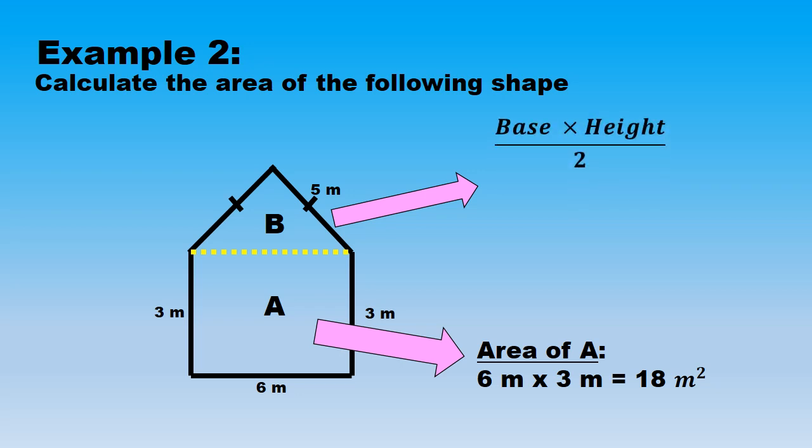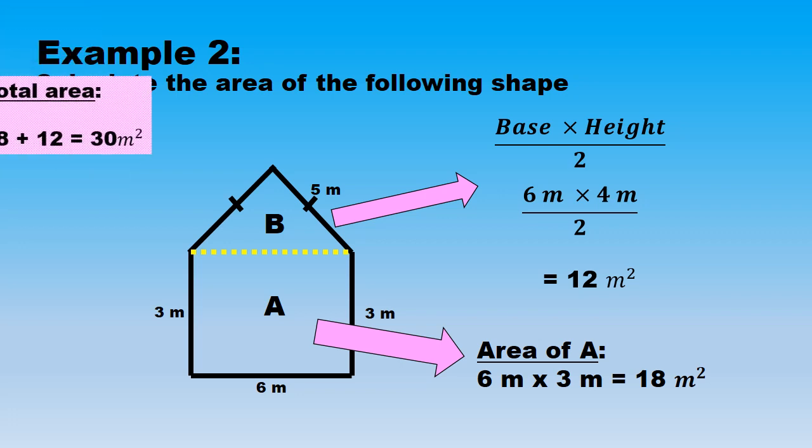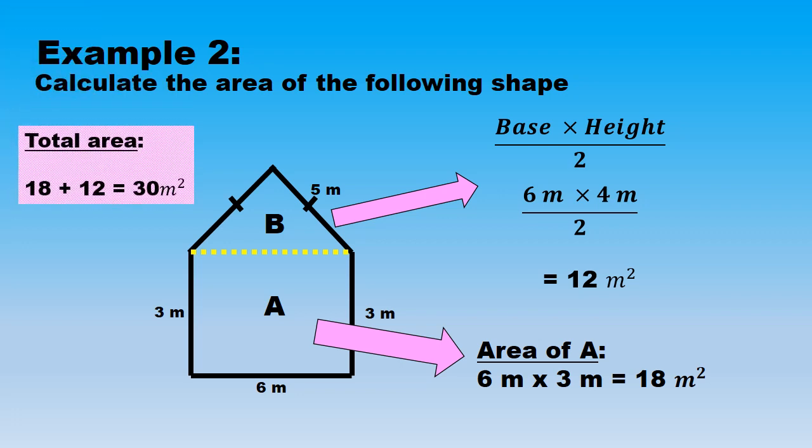Now we know the area of a triangle is base times height divided by 2. You go and replace the 6. 6 was the base, and the height we calculated was 4. 6 times 4 is 24 divided by 2 gives you 12 meters squared. Ta-da! We've got A, we've got B, and what do we need to do? We need to add them together to give us the total area, which is 30 meters squared. All right, we're going to have a look at the examples now.